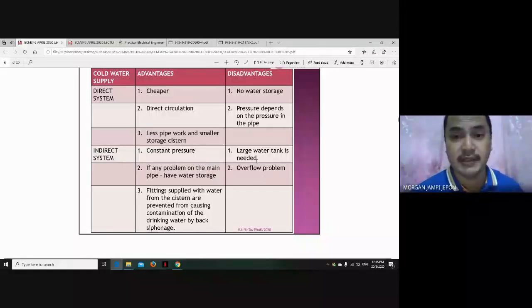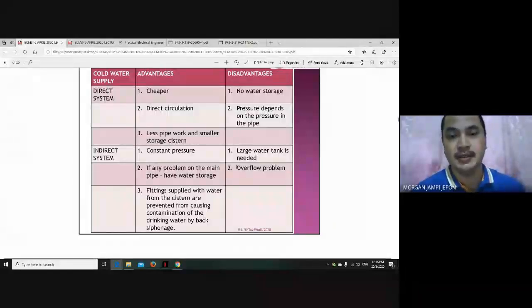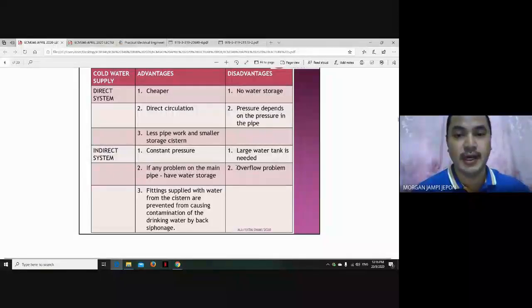And the disadvantages of indirect cold water supply: first, a large water tank is needed. And second, because of the water tank, an overflow problem may occur. All right, overflow means the water from the water tank may overflow out through the ceiling, and most of the time that water tank is placed above the bathroom. So the water overflows from that water tank into the bathroom.